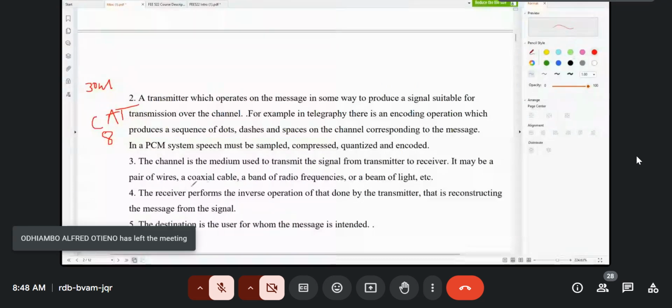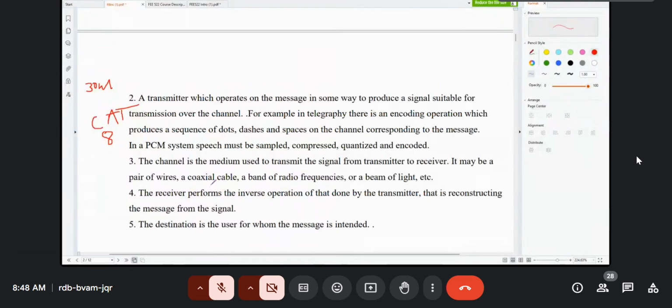So we don't use coaxial cable anymore in networking. Of course, we still use it to transmit signals from maybe the outdoor antenna to your indoor receiver or transmitter. I mean the unit which is indoor.